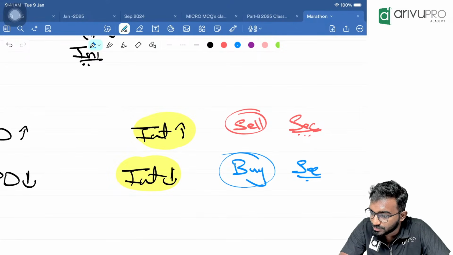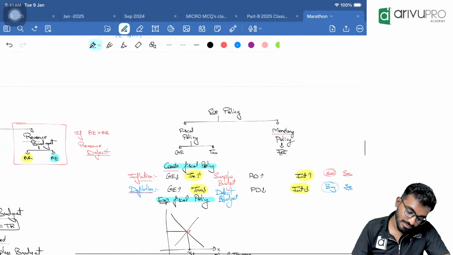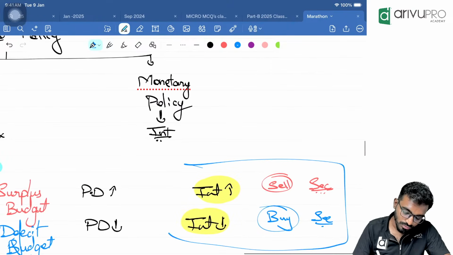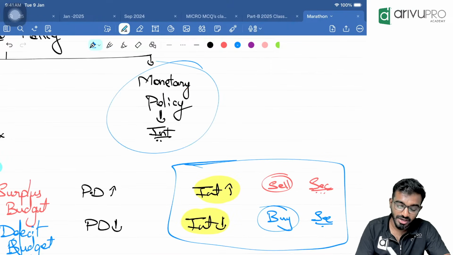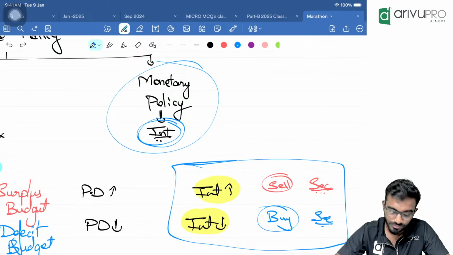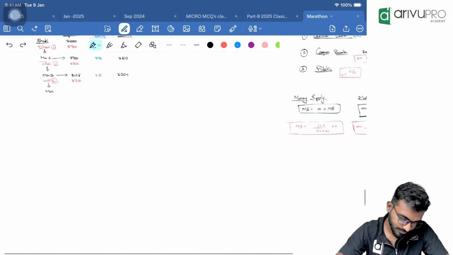Example, inflation rate. So this flowchart, yesterday I explained it for fiscal policy. Monetary policy related content comes in now. In unit 3, we will speak about this monetary policy and interest rate related examples. Clear?